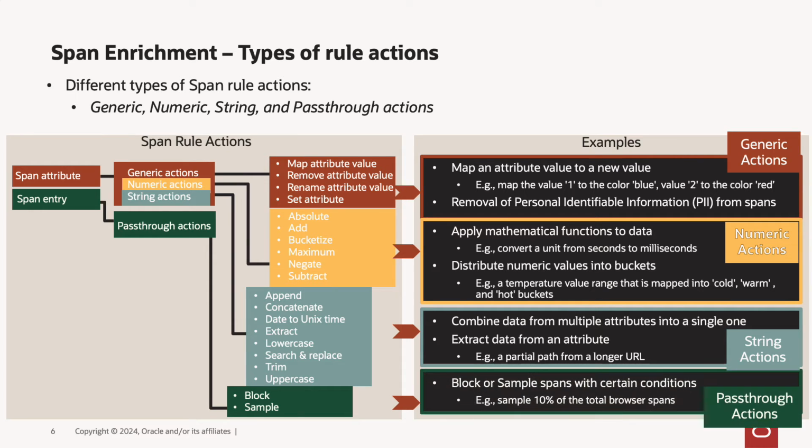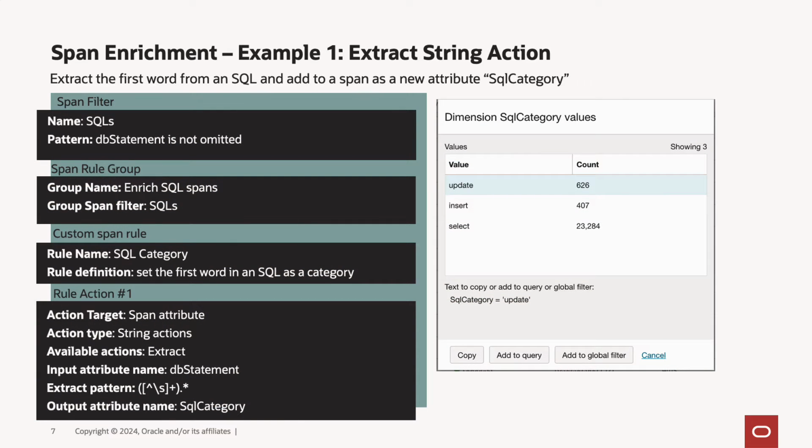And lastly, using pass-through actions, you can define a query condition and block certain spans or add sampling to the data. For example, add a 10% sampling to the total browser spans to reduce the traffic coming into the pipeline. Let's look at some more examples with actual configurations.